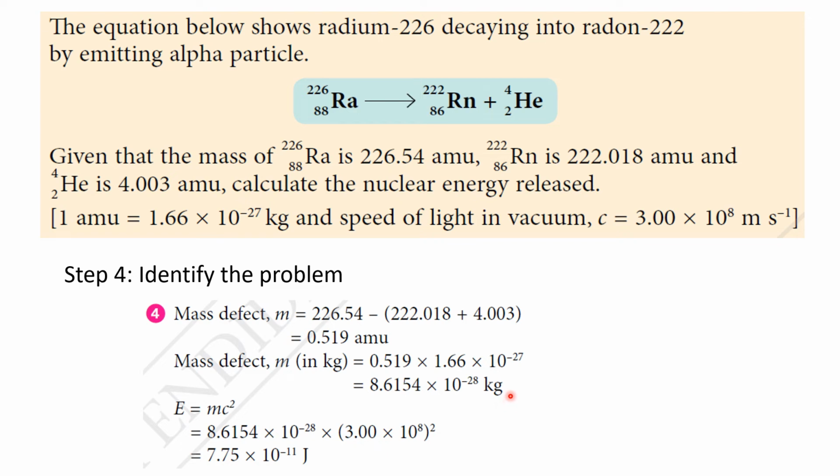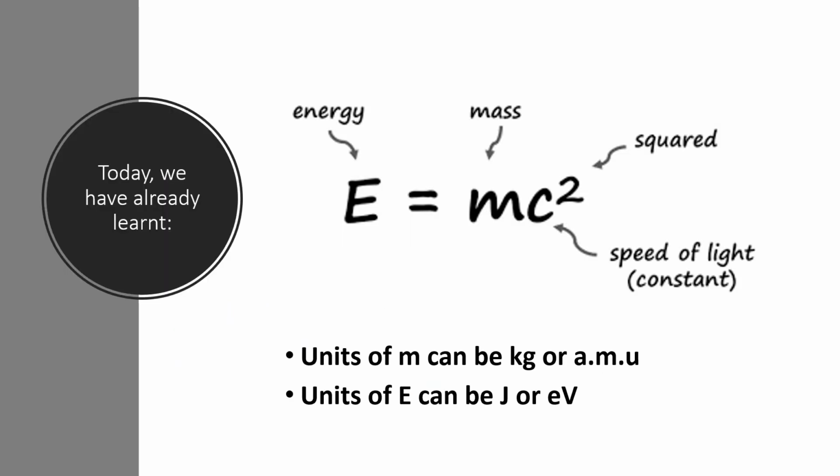Now, once you convert the mass defect into kilogram, what do you do? You use E equal to mc squared, and then you substitute all the values here, and you are able to get the nuclear energy released in this reaction. Now, let's do a short recap on what we have learned today.